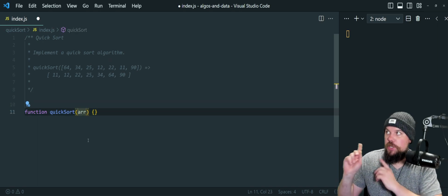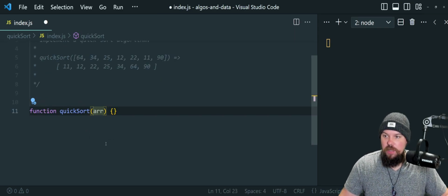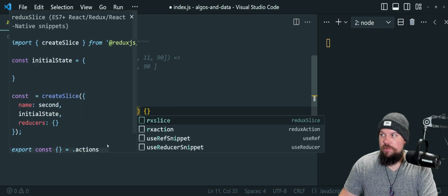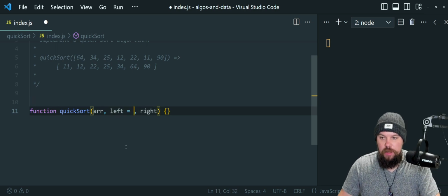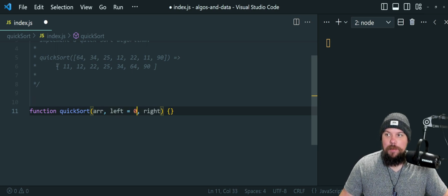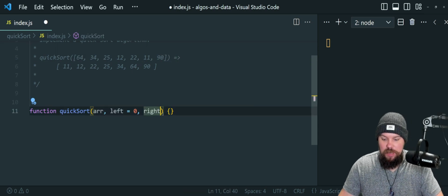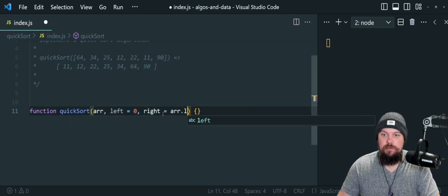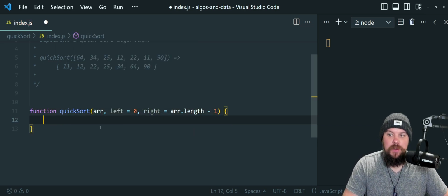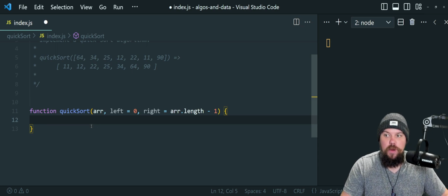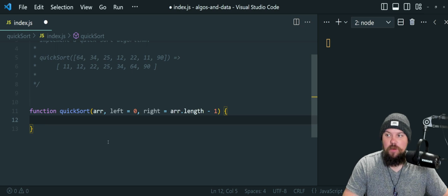We need to know the original array, perfect argument right there. We also need to know a left-hand side and a right-hand side of whatever subsection we are dealing with. On the first call of this function, the left-hand side will obviously be 64, the 0, and the right-hand side will be the 90, which will be array length minus 1. Those are our function parameters, and the default values we need to provide to left and right to make sure that when we call quicksort the first time, we have our boundaries set up and ready to go.